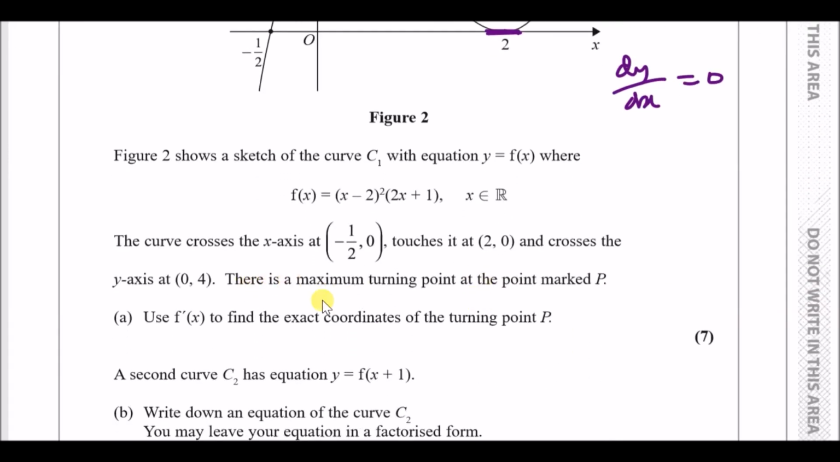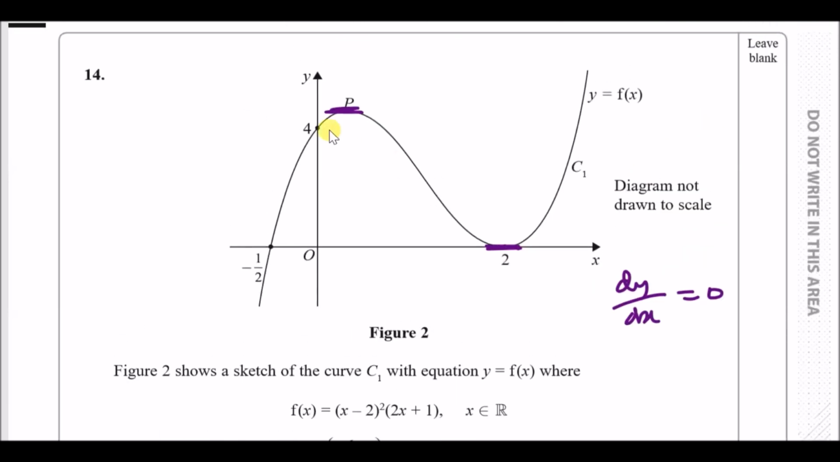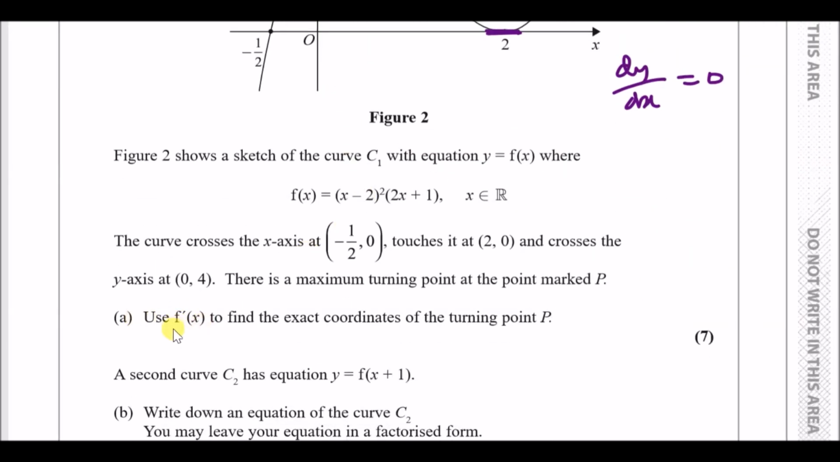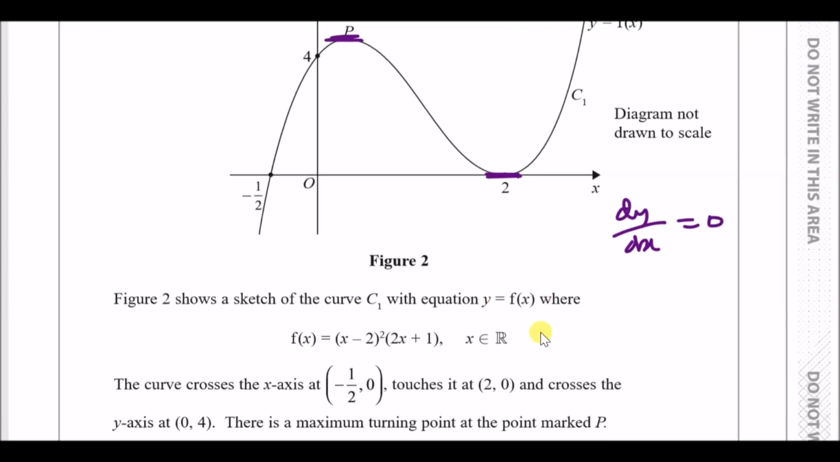Okay, so there is a maximum turning point at the point marked P. A. Use the first derivative of f(x) to find the exact coordinates of the turning point P. Okay, straightforward. So literally walking you through here. So here's our f(x) function.